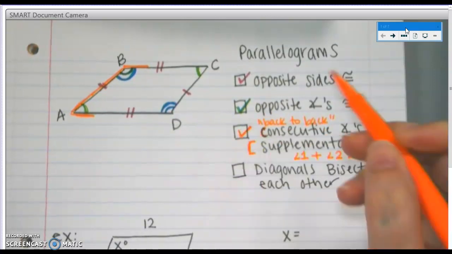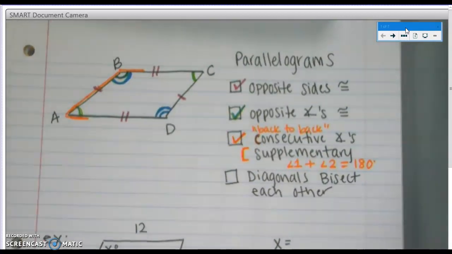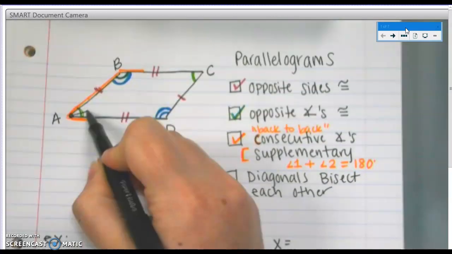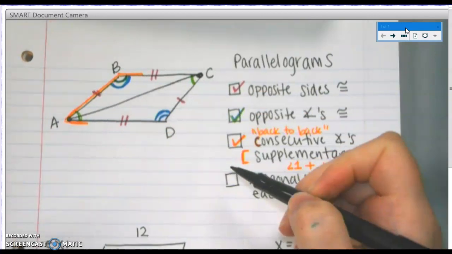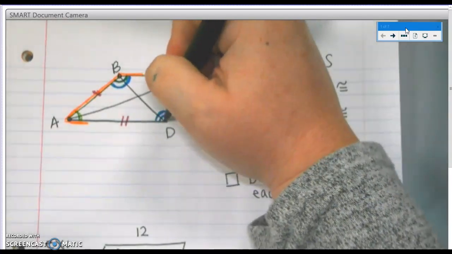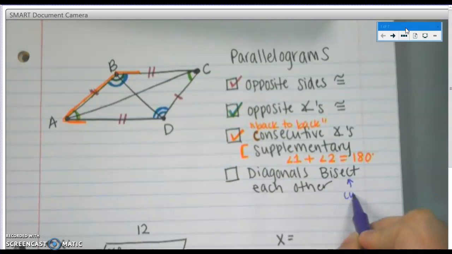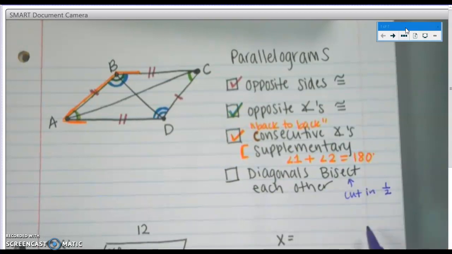All right, and then diagonals bisect each other. I haven't drawn the diagonals yet. Diagonals are line segments that connect opposite vertices. So if I draw a line from A to C, that would be a diagonal. If I draw a line from B to D, that is a diagonal. Bisect basically means to cut it in half. If you have two halves, those halves are equal to each other, so it also makes two equal pieces.